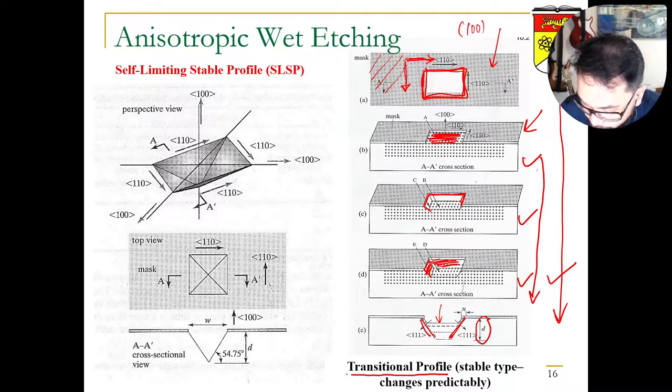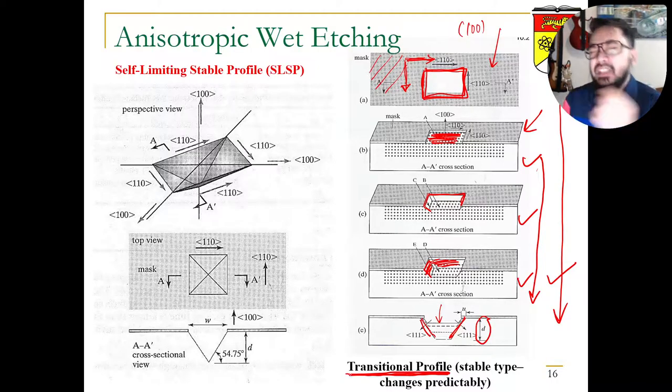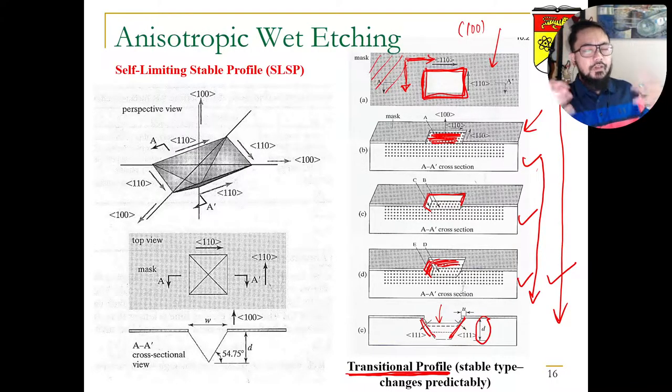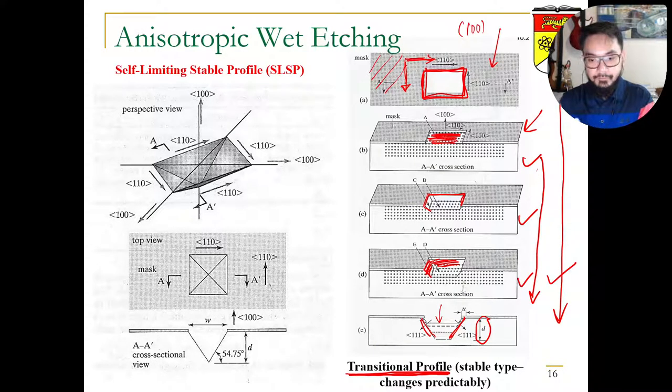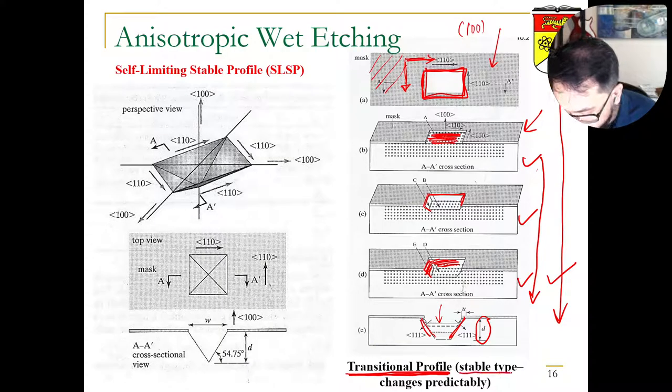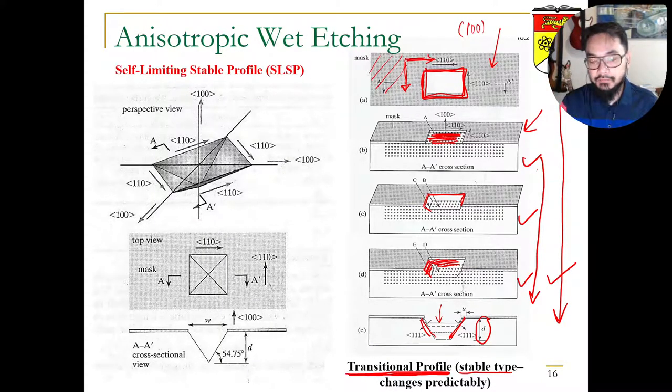Okay, so the transitional profile is the edge profile while the etching process is still being carried out. It's still not stopped yet. So if you take a snapshot during the etching process, you can see the transitional profile. You can see the transitional profile at time 10 minutes, and then you can see it at 20 minutes, 30 minutes, and so on. This particular example is what we call the stable type transitional profile. So a transitional profile can be unstable or stable, which we will see later on.